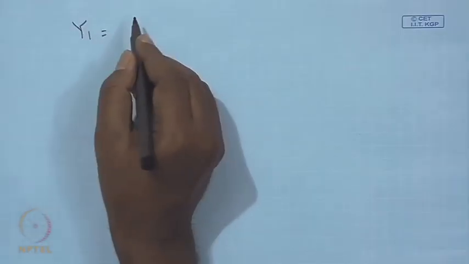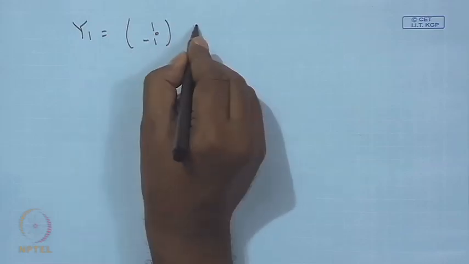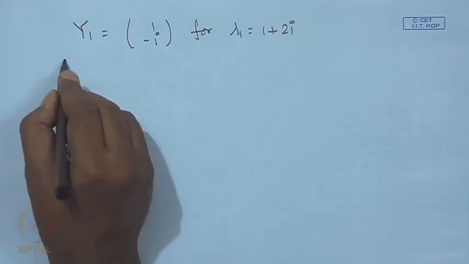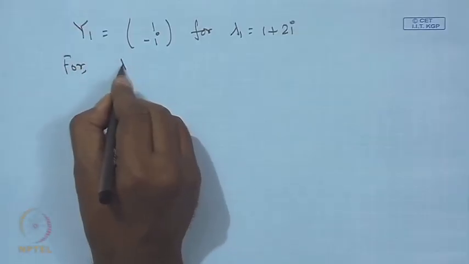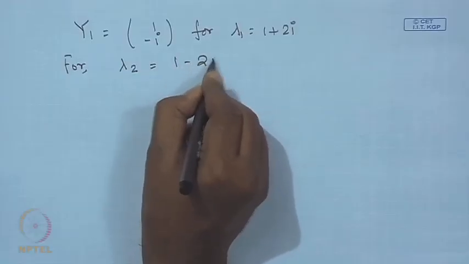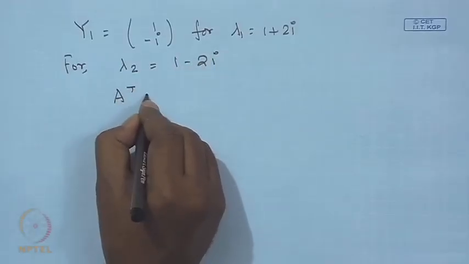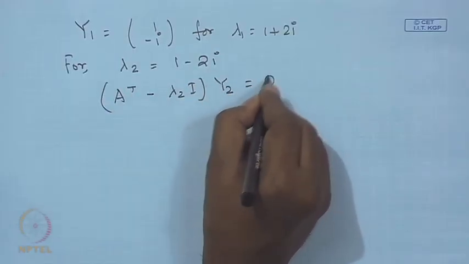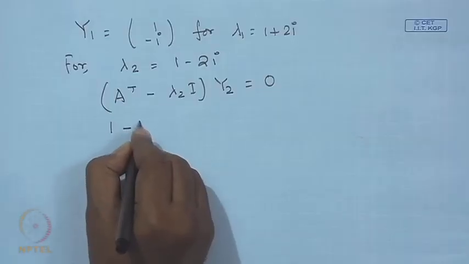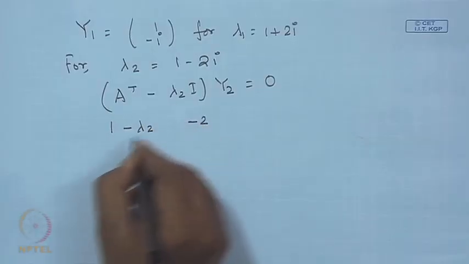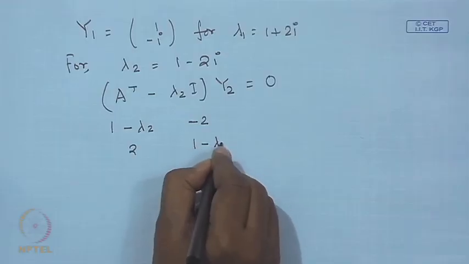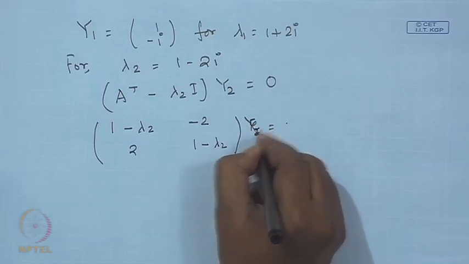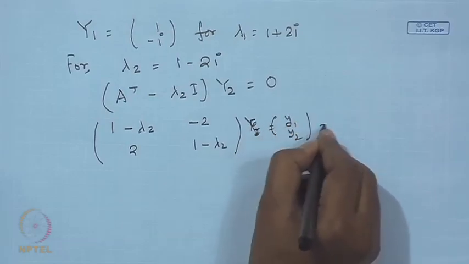So, y 1 is equal to 1 minus I for lambda 1 is equal to 1 plus 2 I. Next, we evaluate the eigenvector for the next eigenvalue, lambda 2 is equal to 1 minus 2 I. We formulate the same thing: A transpose minus lambda 2 I multiplied by y 2 should be equal to 0. So, this becomes the matrix 1 minus lambda 2, minus 2, 2, 1 minus lambda 2, times the vector with elements y 1 and y 2, equal to 0.